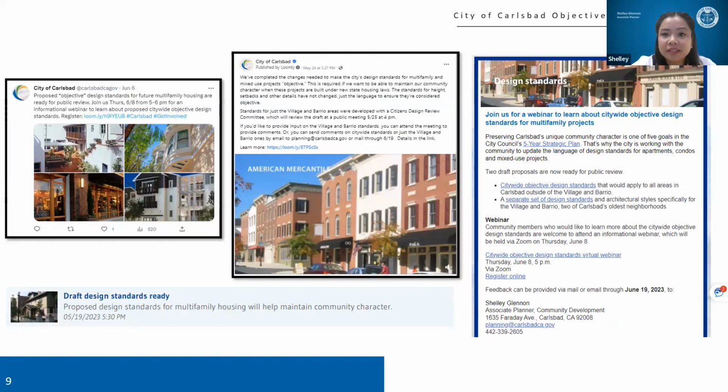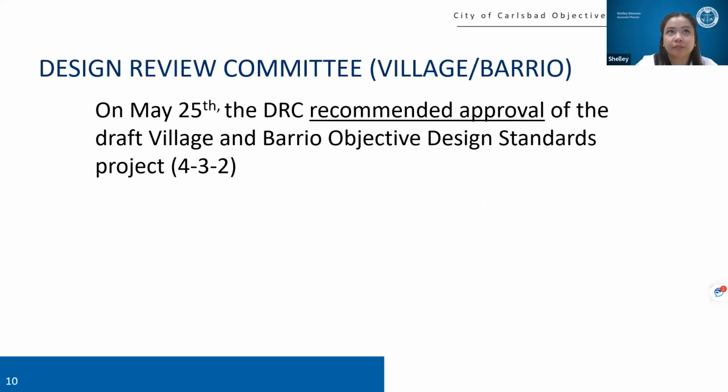The city maintained a steady stream of information about the development of objective design standards and opportunities for public involvement. This included sending newsletters to more than 16,000 people, sharing information on the city's social media channels, the Nextdoor app, and publishing information on the city's website.